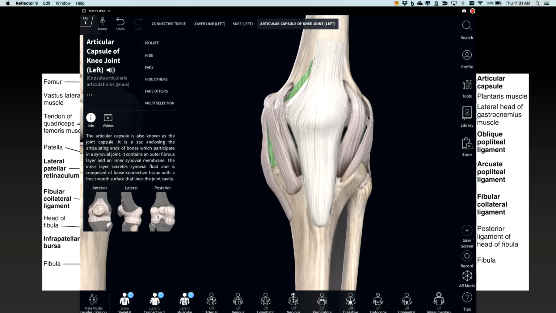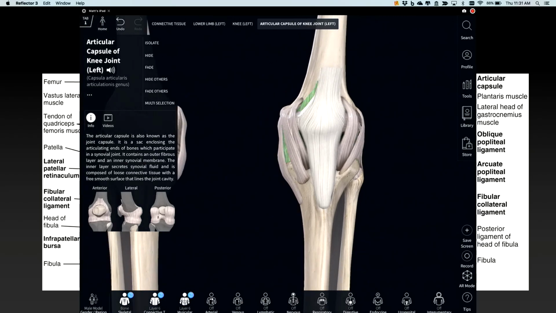So six things. The patellar tendon, both retinacula, both cruciate ligaments, oblique popliteal ligament, arcuate ligament, fibrous capsule. And those are superficial. There's more as you dive a bit more deeply.